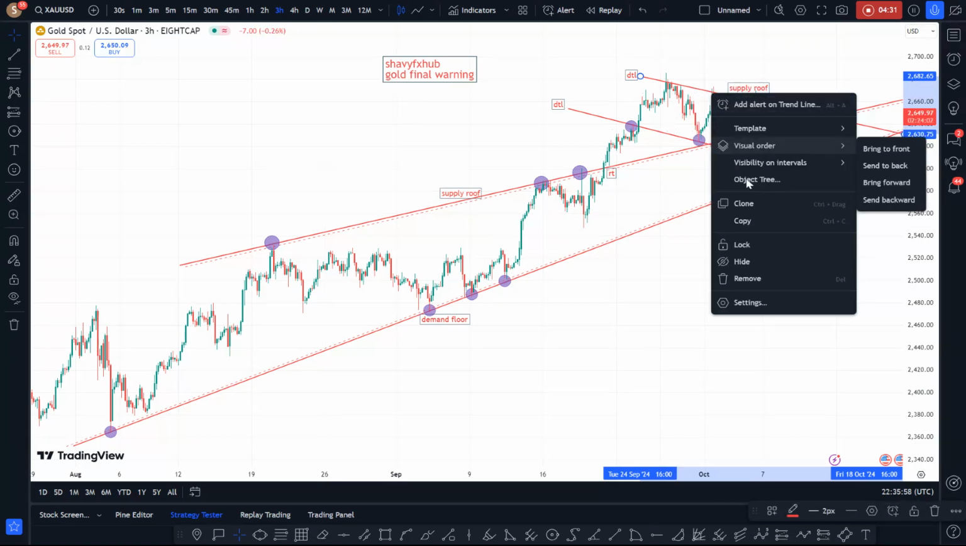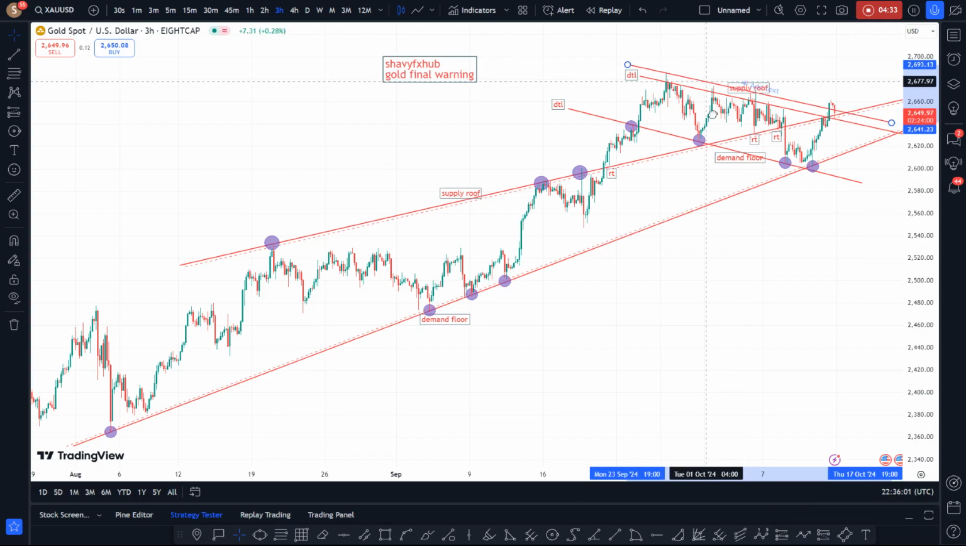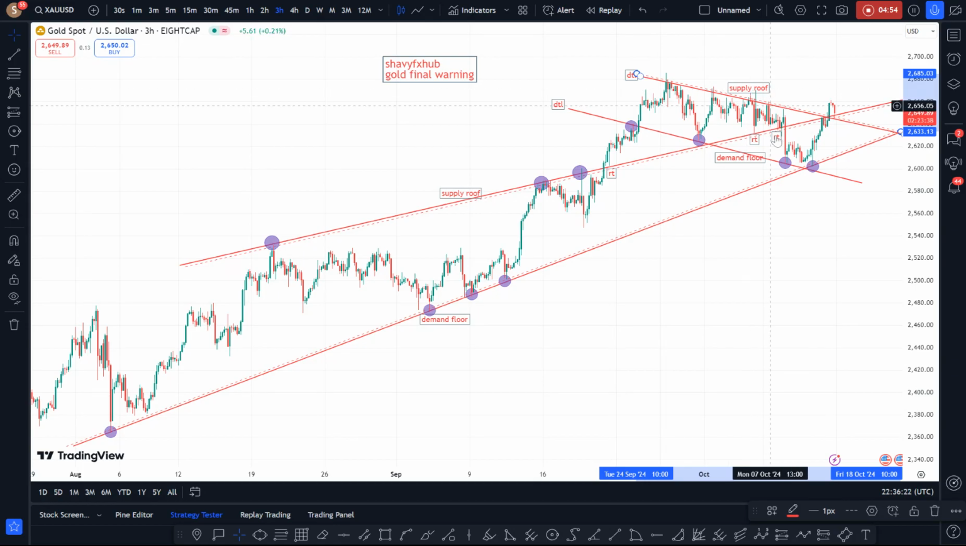If you turn on your line chart, you will see that we have never had the body of a candle break out from this structure since we had an all-time high, 2683 into 84 into 82. The body of the candle has closed always below this line with a wick. This is a 3 hours chart.